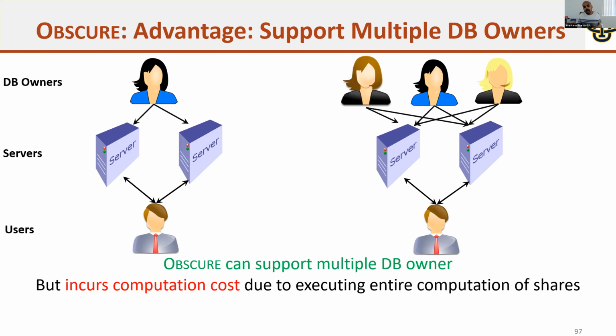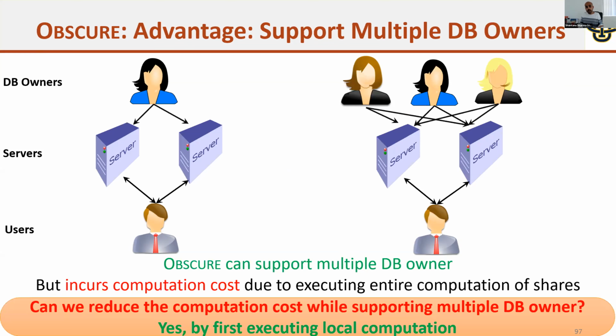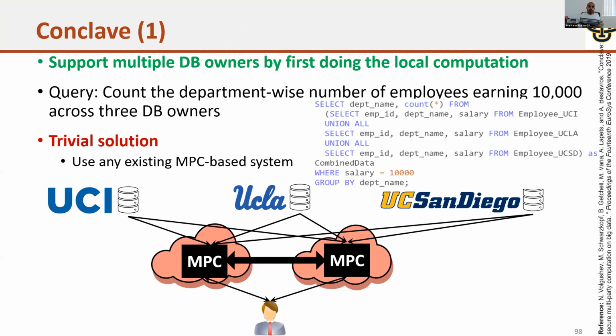So how can we avoid this type of thing? Can we reduce the computation cost at the server? So the answer is yes. If we do some local processing at our side, then we can do it. So this is the paper called Conclave.